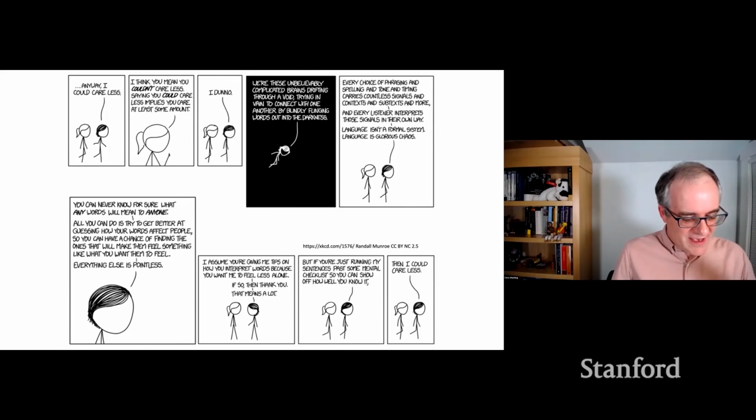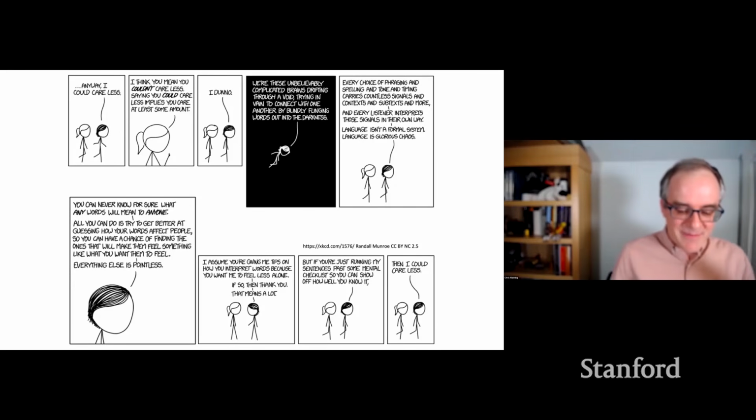In this conversation between the two women, one says, "Anyway, I could care less." And the other says, "I think you mean you couldn't care less. Saying you could care less implies you care at least some amount." And the other one says, "I don't know. Are we these unbelievably complicated brains drifting through a void, trying in vain to connect with one another by blindly flinging words out into the darkness? Every choice of phrasing, spelling and tone and timing carries countless signals and contexts and subtexts and more. And every listener interprets those signals in their own way.